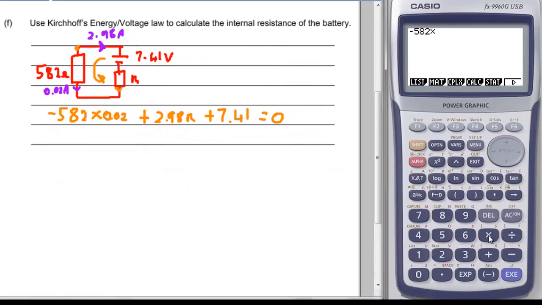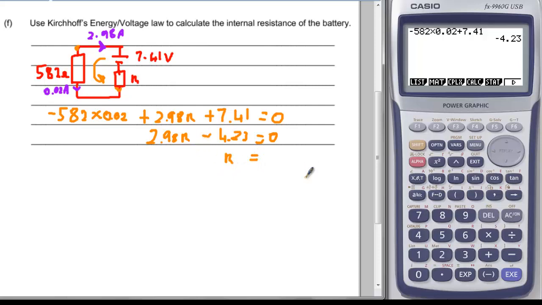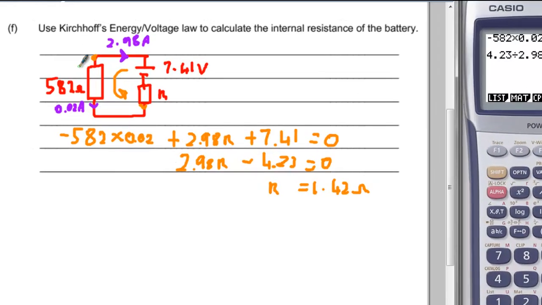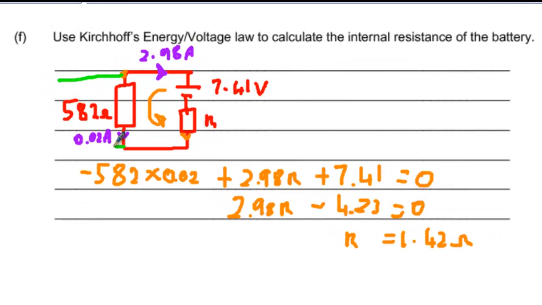In our calculator, minus 582 times 0.02 plus 7.41 gives us an answer of minus 4.23. So we've got 2.98 R minus 4.23 equals 0. So we can say that R is going to be 4.23, because we move it over to the right hand side, divided by 2.98. R is 1.42 ohms. Second method we could have used is by simply using Ohm's law.